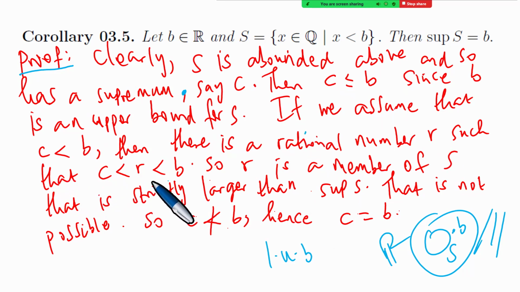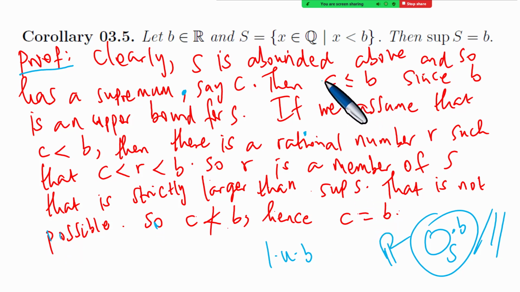If we assume that C is smaller than B, then there is a rational number R. We assume that C is less than B, so you can find a rational number R that sits between the two. So R is a member of S that is strictly larger than the supremum of S. That is not possible. Okay, let us look at the possibility of this.